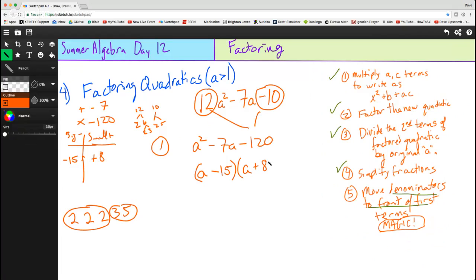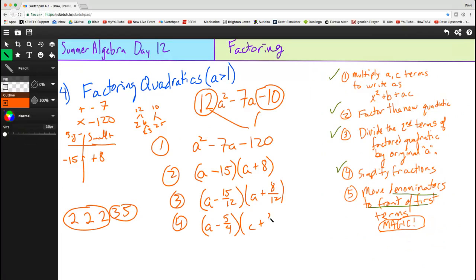So this is a minus 15 and a plus 8. Right? Okay, and now I get to divide by that original 12. So that's step 2. Step 3, we divide by our 12: a minus 15 over 12, and a plus 8 over 12. So now we simplify each fraction. That's step 4: a minus 5 over 4, and a plus 2 over 3.